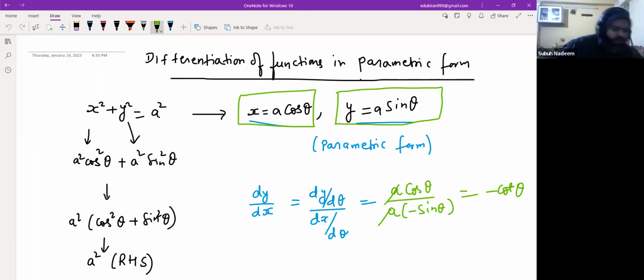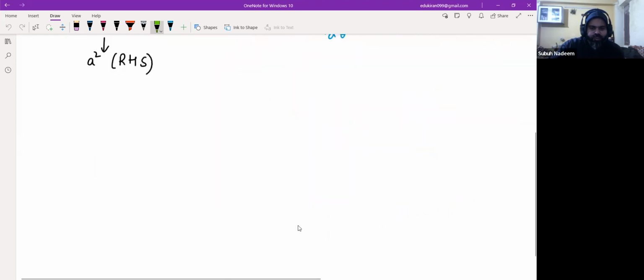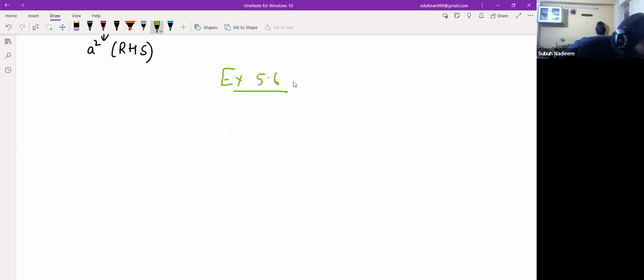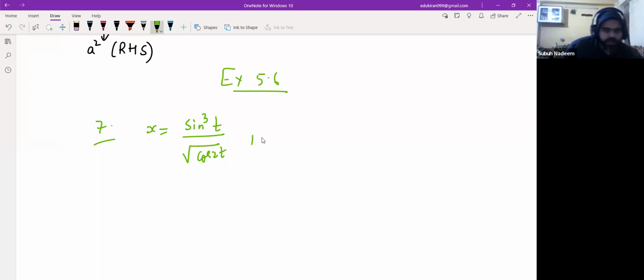Let us come to exercise 5.6. In exercise 5.6, let us suppose we take question number 7. Here it is given that x is equal to sine cube t by root cos 2t, and y is cos cube t by root over cos 2t. Now you have to find dy by dx. So t is the parameter here.